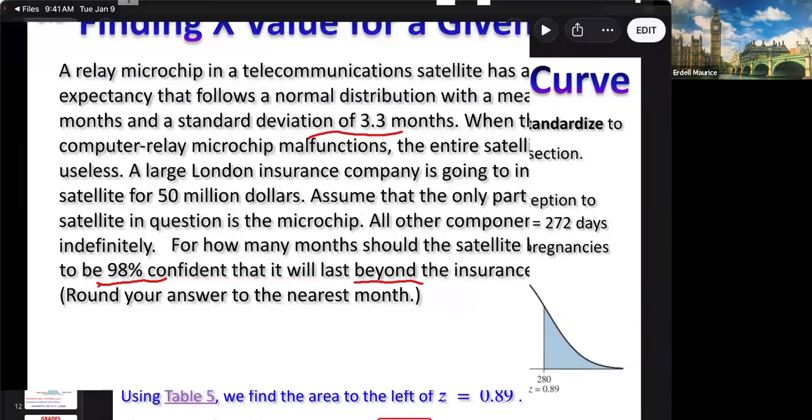This insurance company clearly doesn't want to pay out, right? I mean, a 2% chance that they actually make the payout.